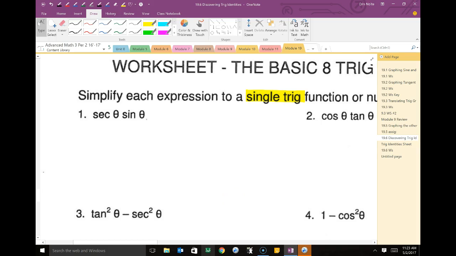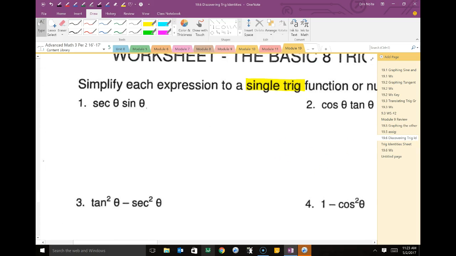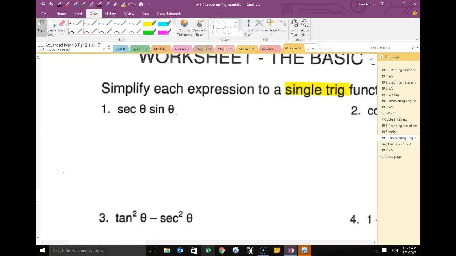Do notice in the directions that it says we're going to simplify it into a single trig function. That's one of your 6 trig functions. It's all going to be simplified down to one single thing, or one term. Or a number, it says. Yes. Okay, so question number 1.